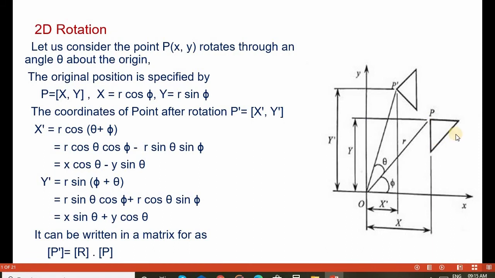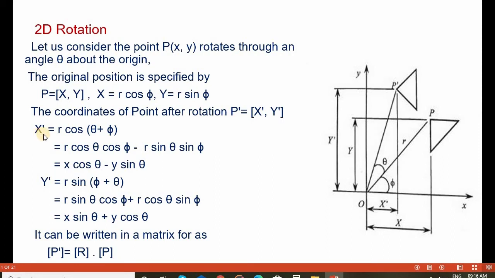So this is the object P, which has been rotated into a new object P dash. How can we rotate? By adding the angle theta, so that the x coordinate is r cos phi and the y coordinate is r sin phi. The coordinates of the point after rotation will give P dash, that is x dash and y dash. The new coordinates after rotation have x dash on the x axis and y dash on the y axis.